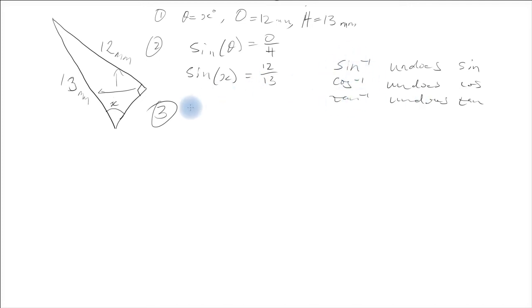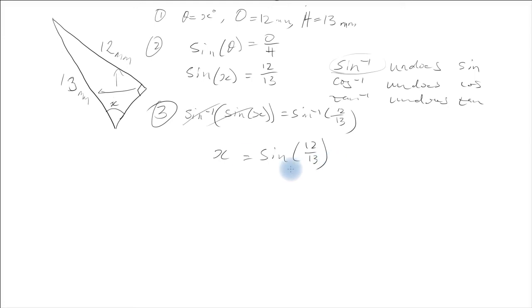So here I'm going to do inverse sine to both sides. Look what happens. Sine inverse of sine of x equals inverse sine of 12 over 13. Now, inverse sine undoes sine, so on this side we're left with just x. And on this side we've got inverse sine of 12 on 13. Now this is where we can plug this into a calculator. Let us do that.